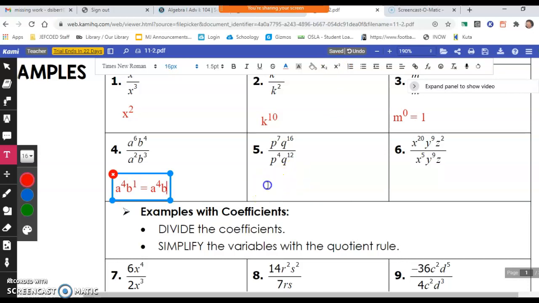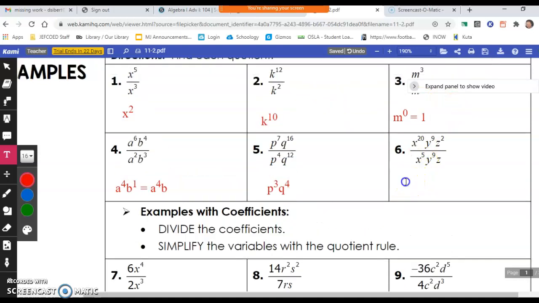Okay? All right, so looking here at number 5, we've got p to the 7th, q to the 16th divided by p to the 4th, q to the 12th. That's going to leave me with p to the 3rd and q to the 4th. Everybody good there? All right, here, number 6.